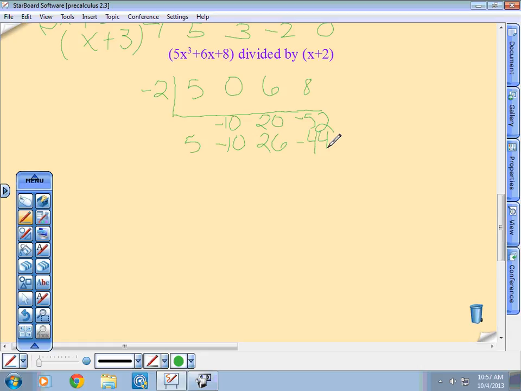So what does all that tell us? Well, you got all the way to the end. Now we just translate it into what it means. So what are these numbers at the bottom? What are they going to give me? 5x squared minus 10x plus 26. And what is this one here? That's my remainder. Minus 44 over x plus 2.